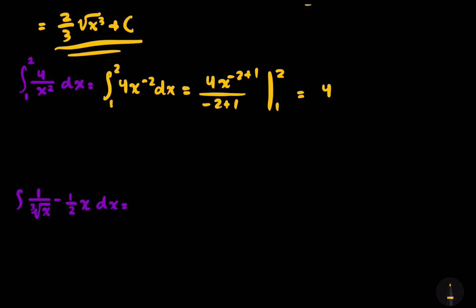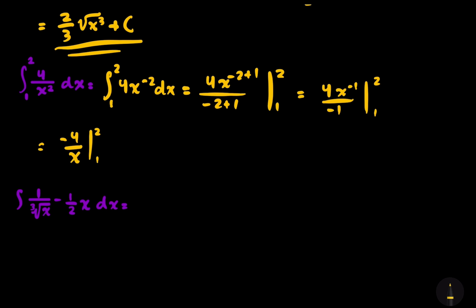And then what we can do is we can just go ahead and simplify everything. So we get 4x to the -1 over -1. Again, we're evaluating this at 2 and 1. And then we can simplify this even more. We'll end up with -4 over x. And we're going to evaluate that from x equals 2 to x equals 1.